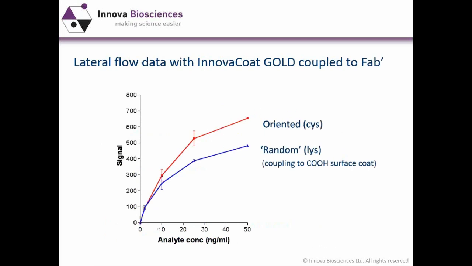Here's some data just to show the benefits of orientation. Here we see a fragment oriented through the cysteine versus a random attachment through lysine to a carboxylated surface coat. So in this particular case, you see additional performance because the antibodies presumably are oriented more favorably with the cysteine maleimide link.